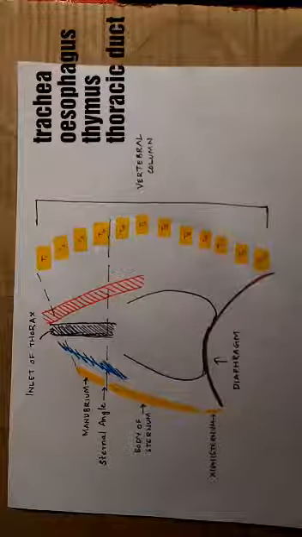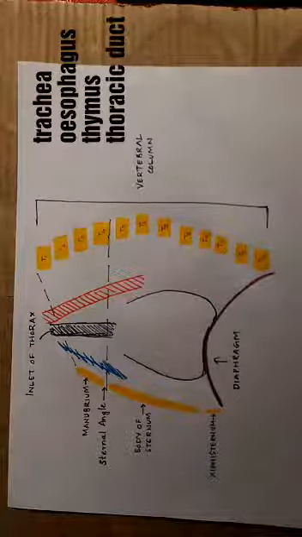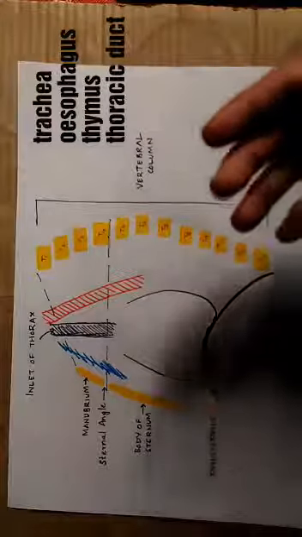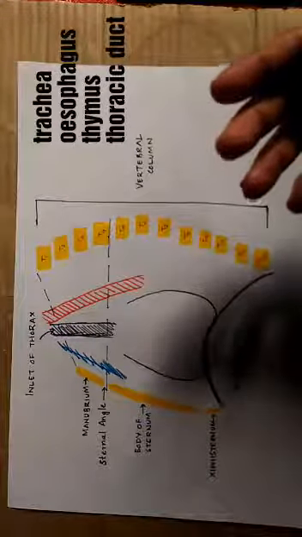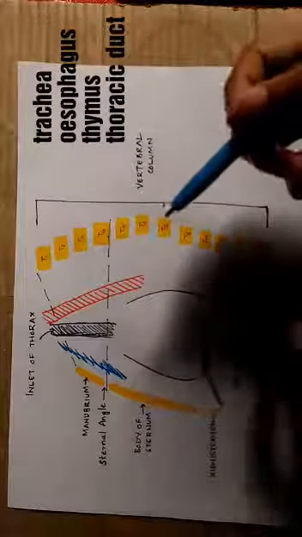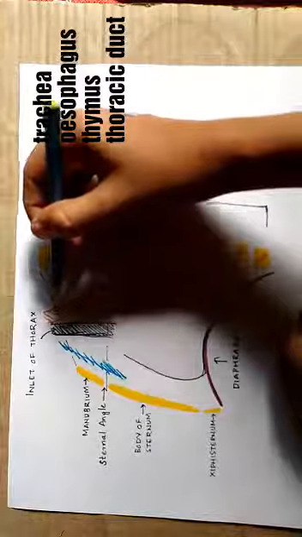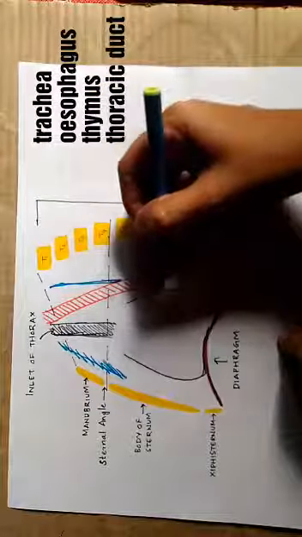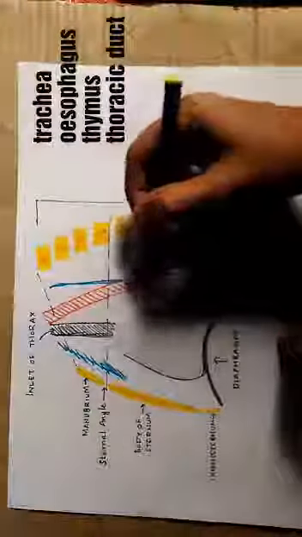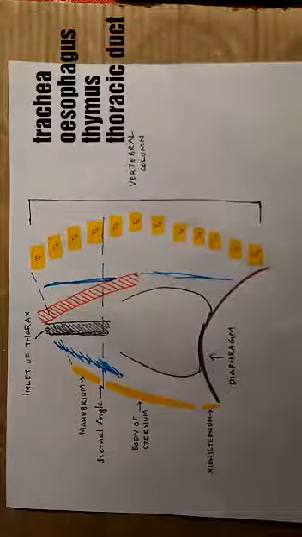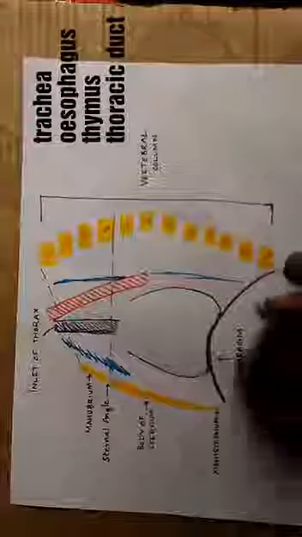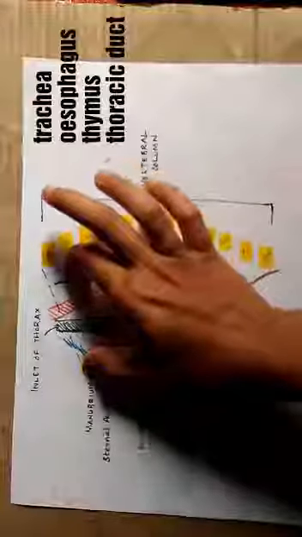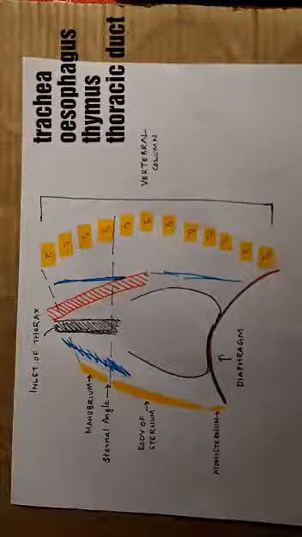And then the thoracic duct. Thoracic duct is the largest lymphatic vessel in the body. It extends from the upper part of the abdomen to the lower part of the neck, and it is seen behind the esophagus here. This is the thoracic duct. These are the main structures of the superior mediastinum.